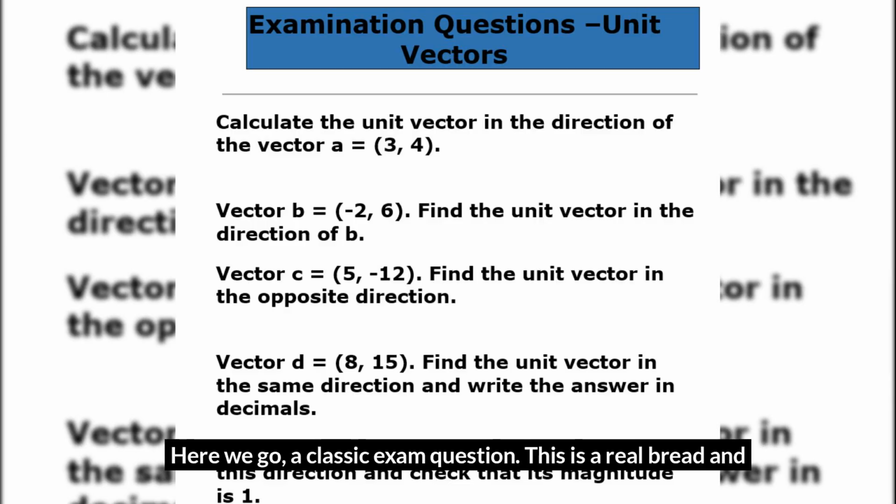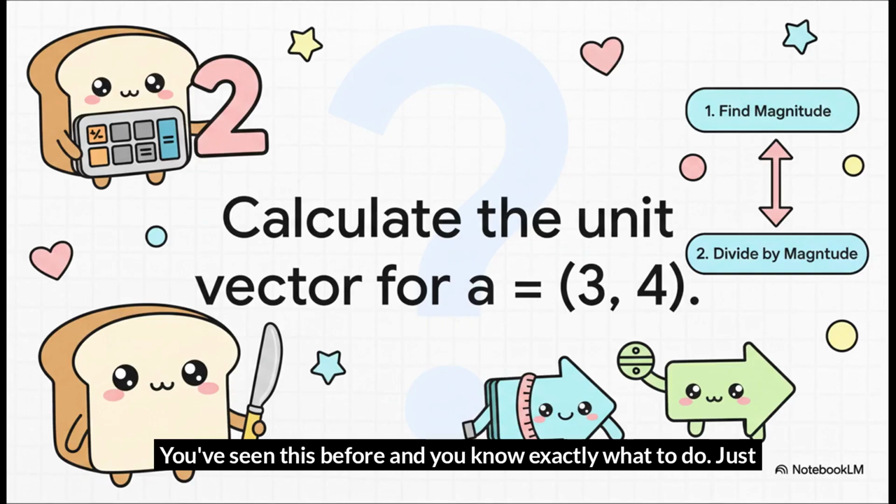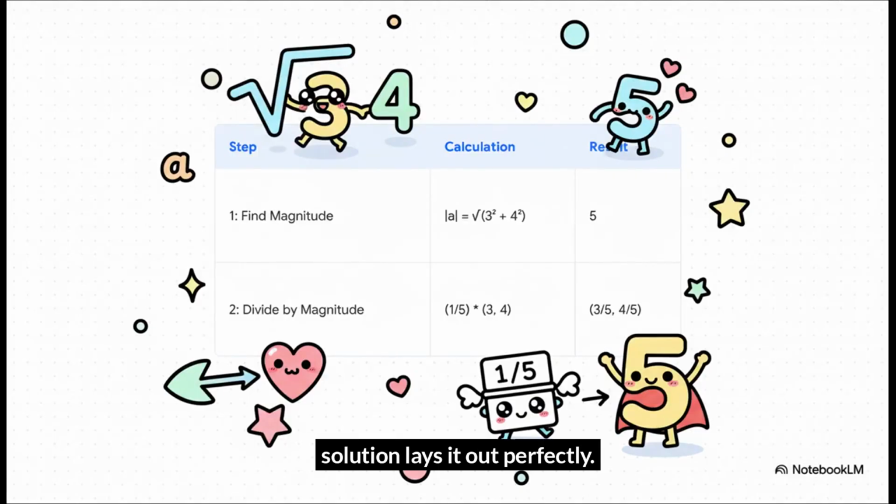Here we go, a classic exam question. This is a real bread and butter unit vector problem. You've seen this before and you know exactly what to do. Just stick to that two-step process. Find the magnitude, then divide the vector by it. And the solution lays it out perfectly.